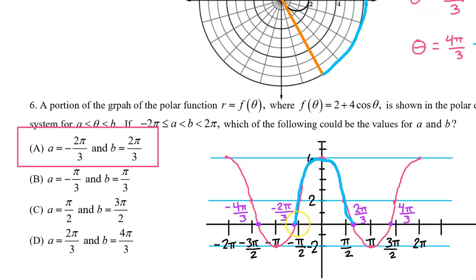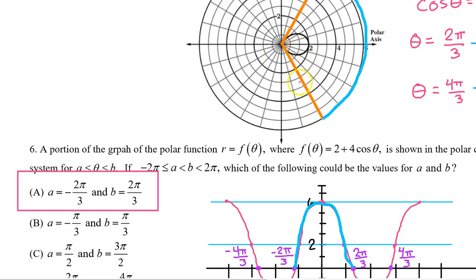But wait, not so fast. On the interval from negative 2 pi over 3 to positive 2 pi over 3, the value of f of theta starts at 0 and then increases to a maximum value of 6 and then goes back to 0. By contrast, on the polar graph, the distance from 0 starts at 0 and increases to a maximum value of 2 and then decreases back to 0. So we are not getting to this maximum value of 6, so option A is actually not the answer.